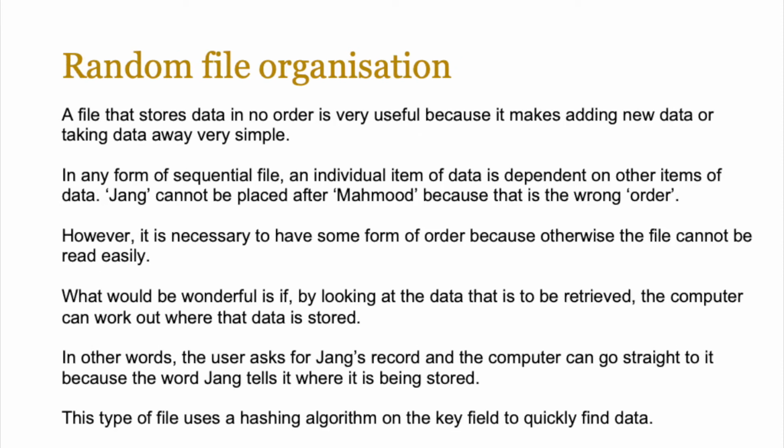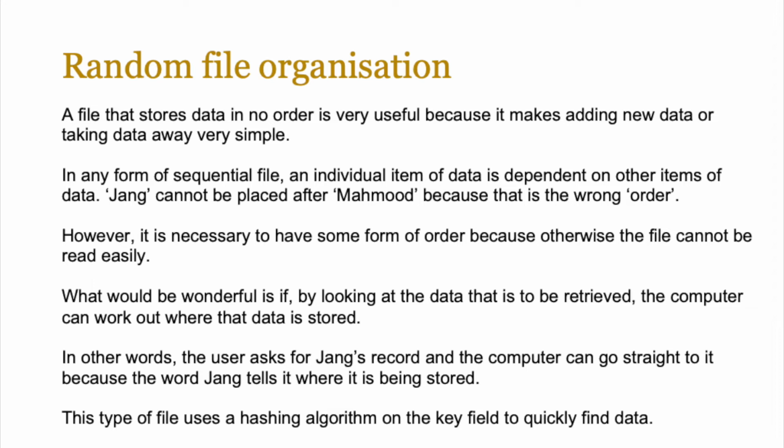Now, the next and the final one is random file organization, and this method physically stores records of data in a file in any available position. The location of that record in the file is found by using a hashing algorithm, and we'll probably be studying hashing algorithms in a lot more detail later on. And this hashing algorithm is applied on the key field of a particular record to help us, again, find data quickly. Now, a file that stores data in no order is very useful because it makes adding new data or taking away data very simple.